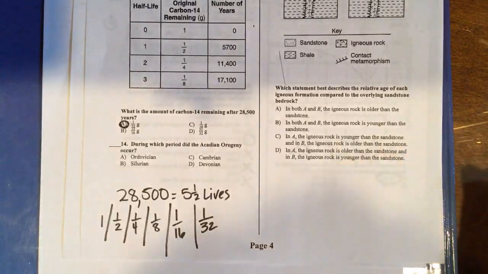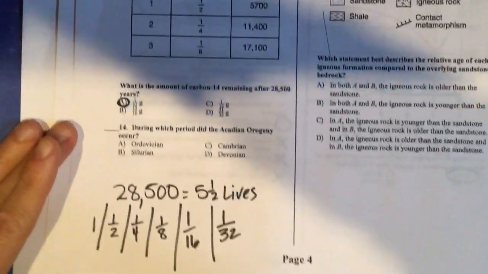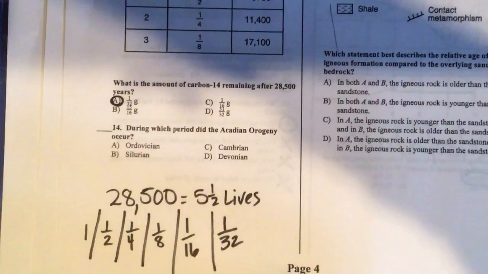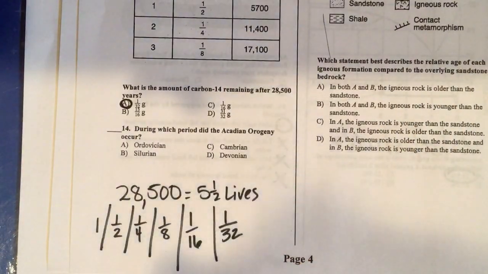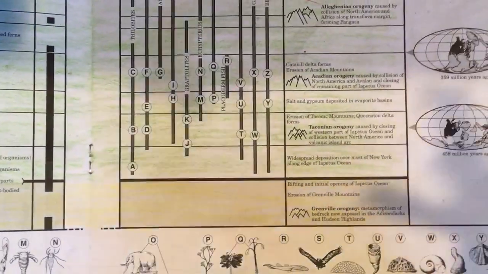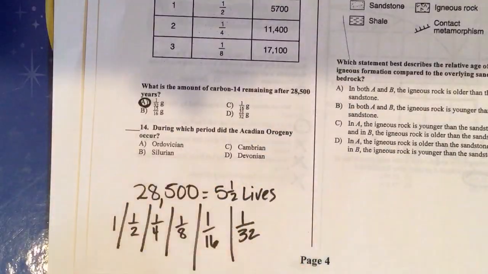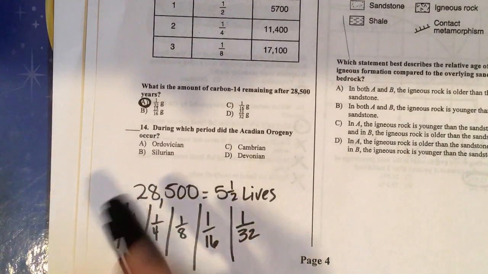So I'm going to begin with question number 14. During which period did the Akkadian orogeny occur? Anytime they talk about orogeny, that's mountain building. Orogeny is mentioned on your reference table with mountains. The Akkadian orogeny is right here. If you follow that over, it is during the Devonian time period. So the answer is Devonian.